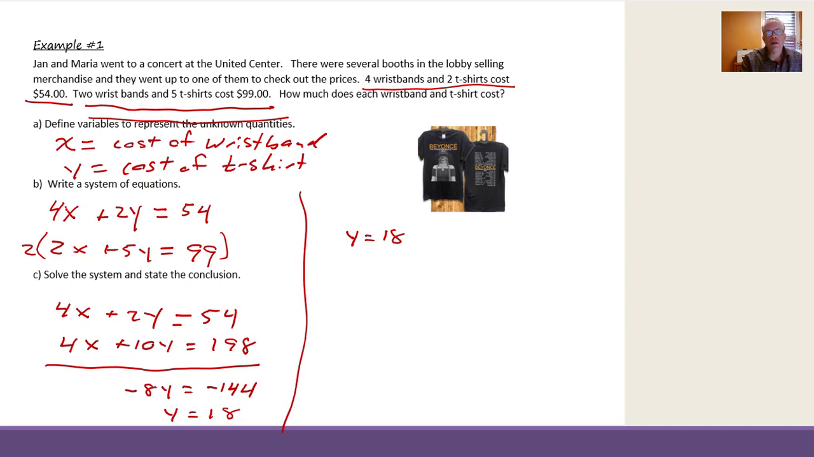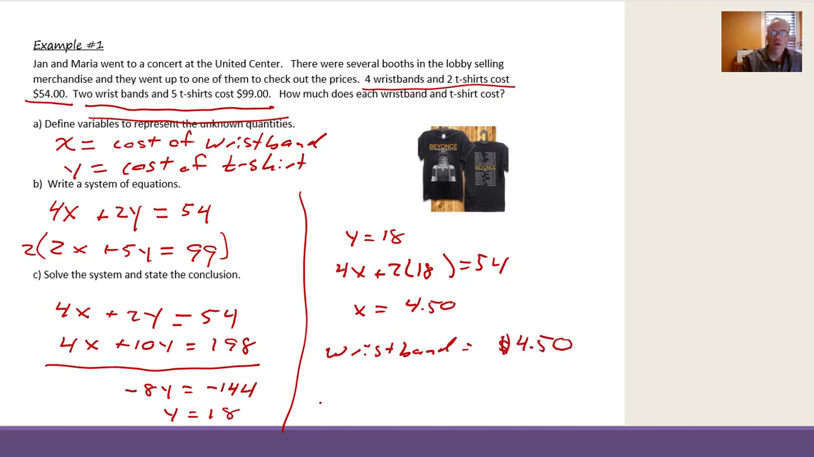Now we're going to find x. We're going to substitute that value of y into the first equation. We get 4x plus 2 times 18 equals 54. And if you solve that, you get x equals $4.50. So we should state the conclusion. Each wristband costs $4.50, and each t-shirt costs $18. That's the conclusion. Sometimes you have to go back and make sure you answered the question, and that was the question: how much did each wristband and each t-shirt cost?